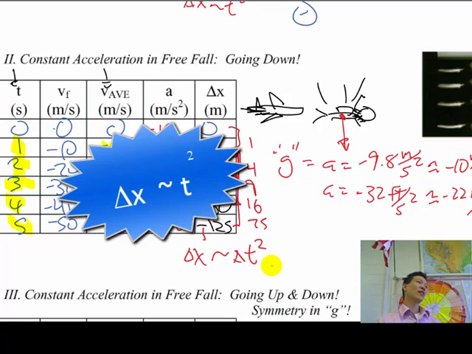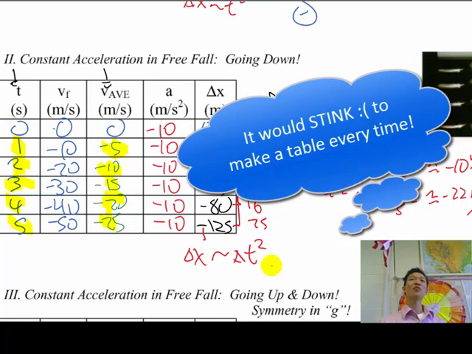So, how many of you think that every time we want to study free fall, you have to make this big table of numbers to figure out what's going on? Would that be really annoying? That would be really annoying, right? So we don't have to do this, but I wanted you to do this to help you see why we have these four crazy equations.